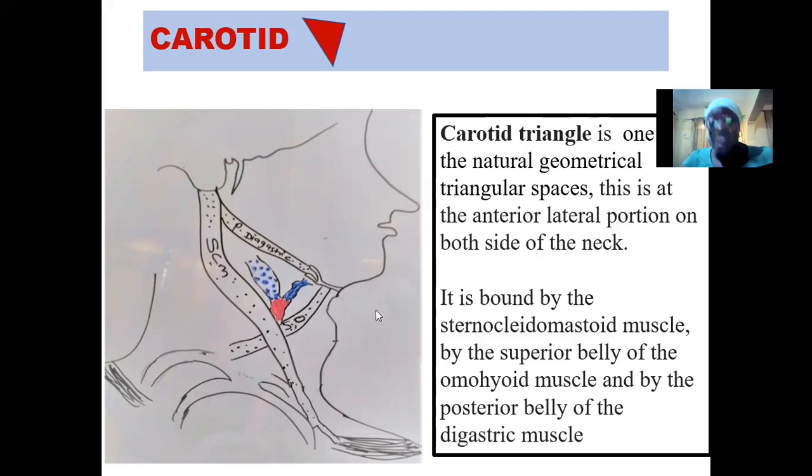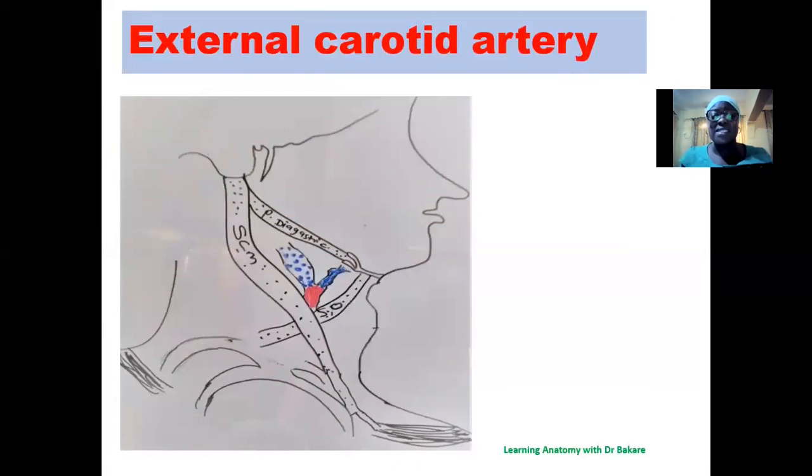This carotid triangle provides the space for the common carotid artery to bifurcate into the internal carotid and the external carotid. So the bifurcation of this artery occurs within the carotid triangle. So we have this artery wrapped by the carotid sheath and embedded within the carotid triangle. So that is the way the presentation goes. So let's go back to our external carotid artery.